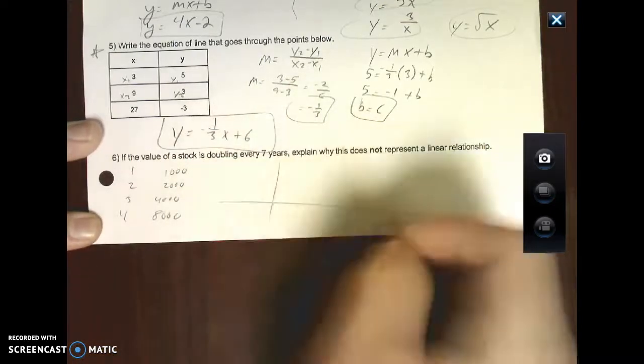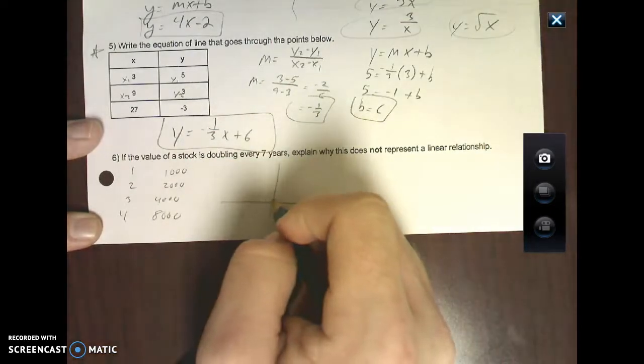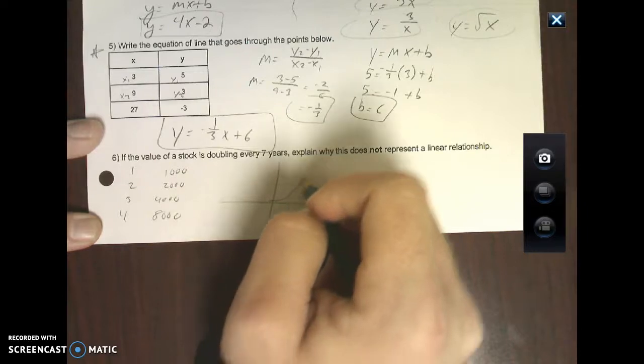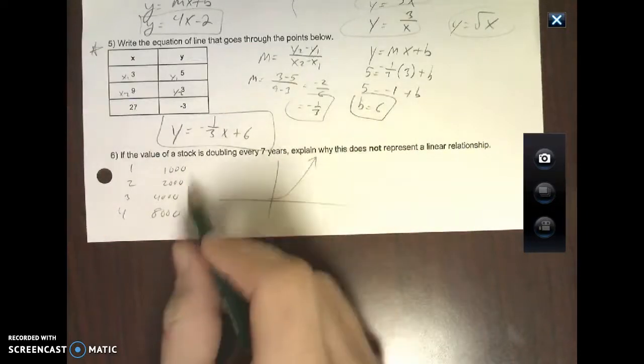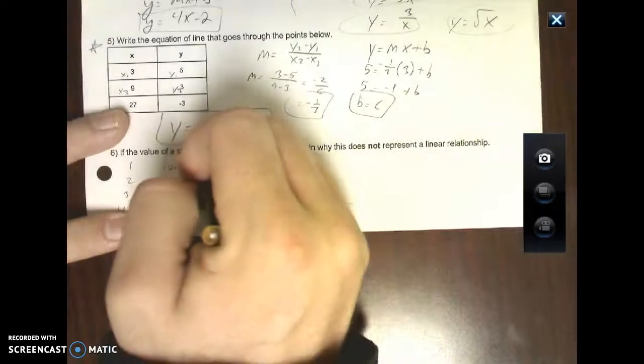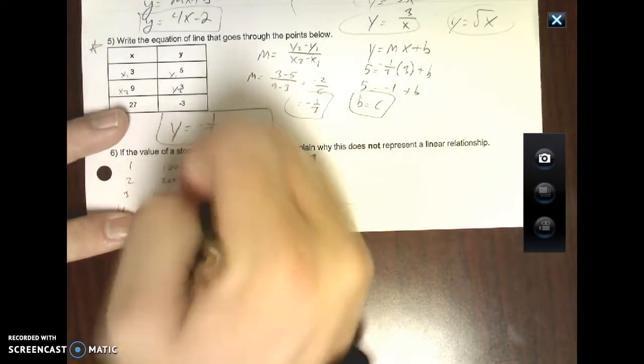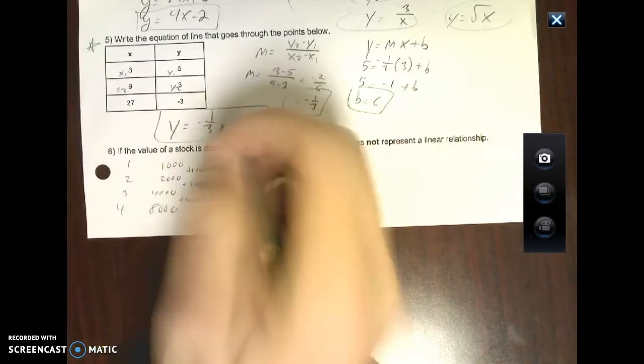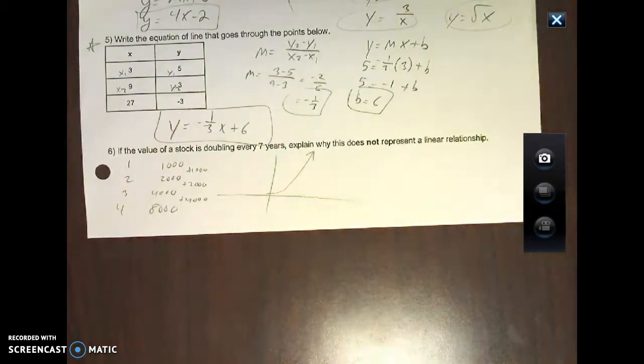Can you see that if you graph this, it goes something like this? It's a gradual incline, then all of a sudden it just shoots up. Because, look at this jump. Plus 1,000. Plus 2,000. Plus 4,000. The next one will be plus 8,000. And so on, so on. Okay? A linear relationship has to change by the same constant every time.